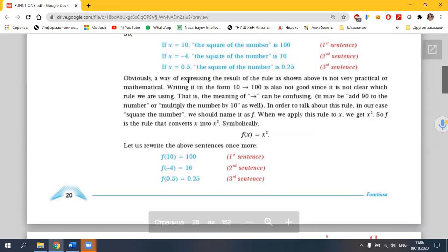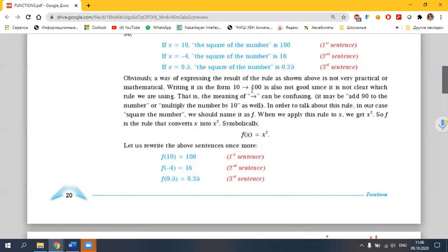So obviously a way of expressing the result of the rule as shown above is not very practical. We need a notation. Writing it in the form 10 to 100 with an arrow is not clear, it's not clear which rule we are using. It can be confusing.